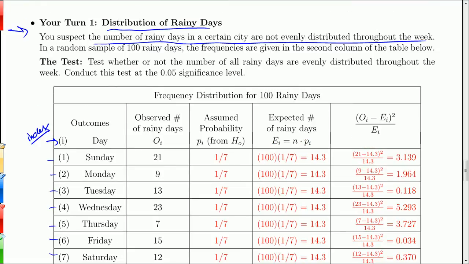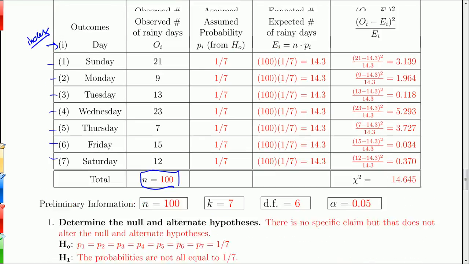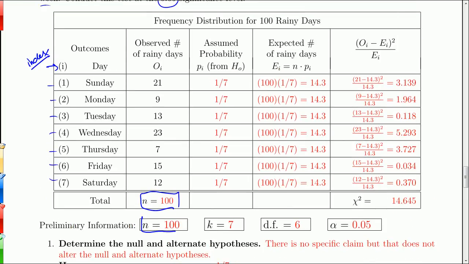Test whether or not the number of rainy days are evenly distributed throughout the week. Conduct this test at the 0.05 significance level. So, preliminary information: the number of trials is 100, found by adding up all the observed rainy days. The number of categories, or outcomes, is 7, one for each day. Degrees of freedom is k minus 1, which is 6.